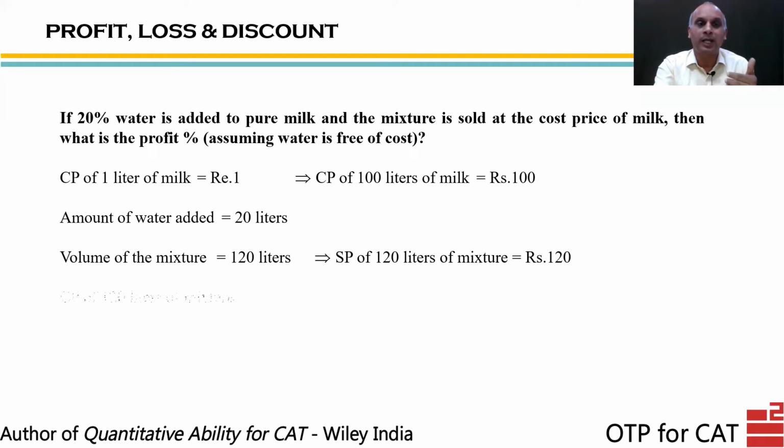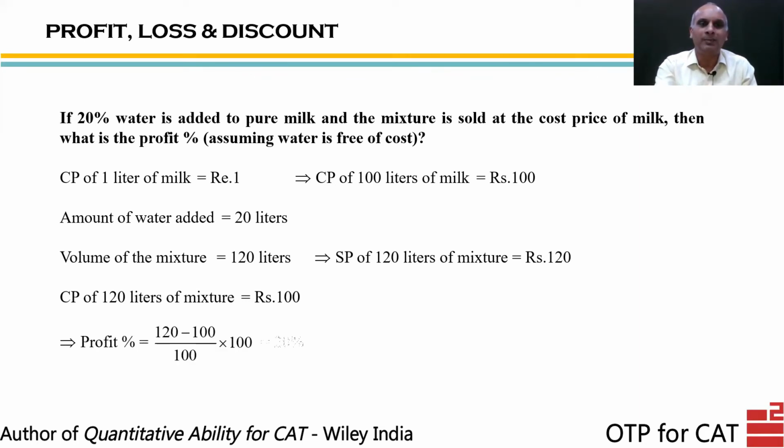But what is the cost price of 120 liters of mixture? The cost price of 120 liters of mixture is 100 rupees. Why? Because the 20 liters water which I added was free of cost. And this impacts my overall cost of the mixture if water had some cost. Right now it's free of cost, so it is not much of a trouble. So CP of 120 liters of mixture is 100 rupees and SP is 120. So it is very clear now that the profit is 20%.